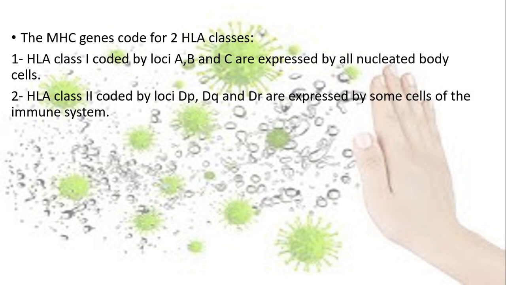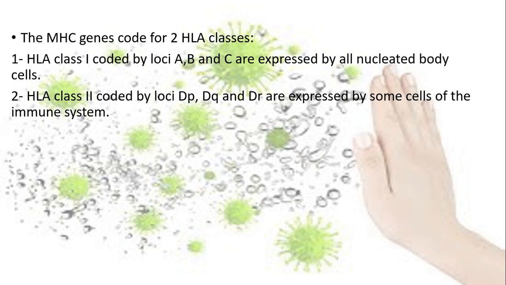The MHC genes code for 2 HLA classes. The first class is the HLA class 1. It is coded by the loci A, B, and C. We said previously that the locus represents the location of the gene on the chromosome. So loci is the plural of locus. So the MHC genes A, B, and C code for the HLA class 1.